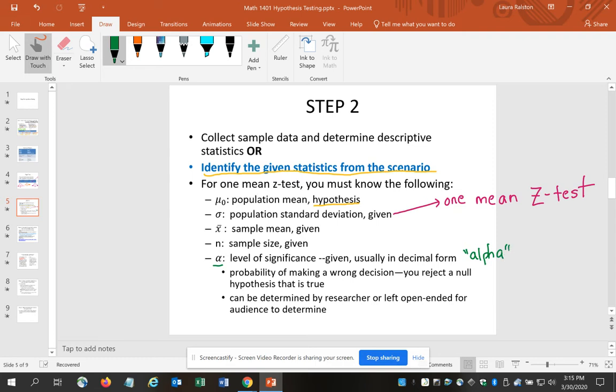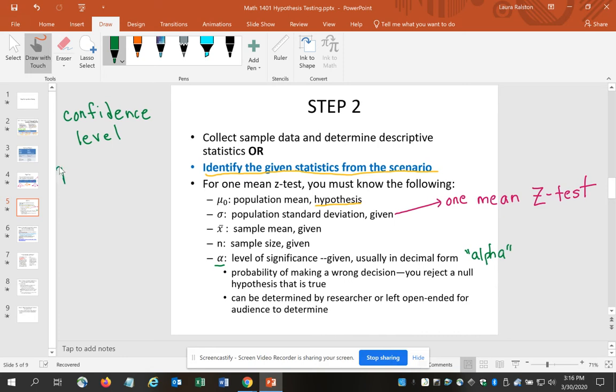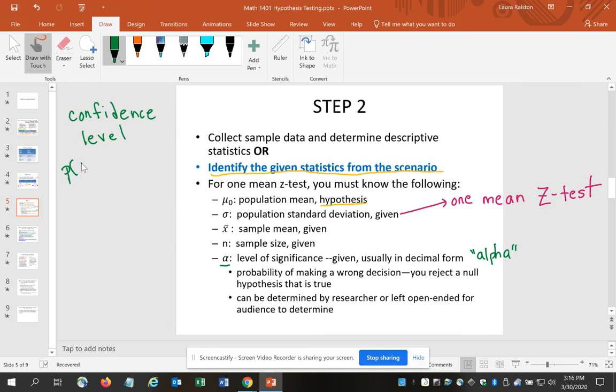It's called the level of significance, and it's usually presented in decimal form. And basically what it boils down to is the level of significance is the probability that you're going to make a wrong decision. Previously, earlier in the module, we talked about the confidence level. The confidence level, if you'll recall, is kind of the probability that we're going to make the correct decision. How confident are we in our answer?